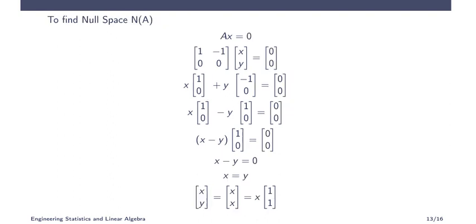Now how to find the null space? Null space, we have to equate it to 0. Ax is equal to 0.